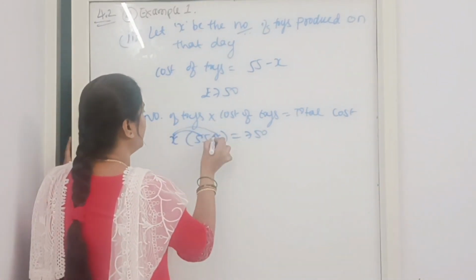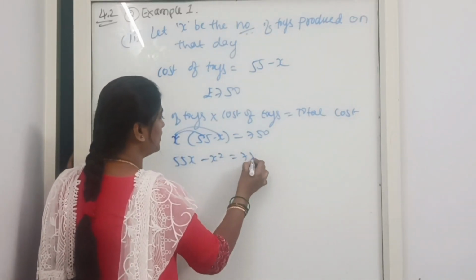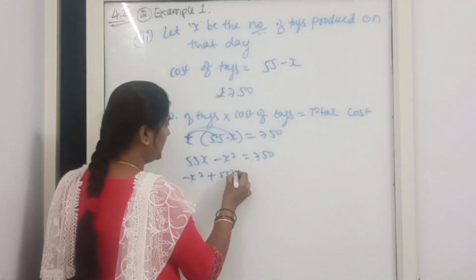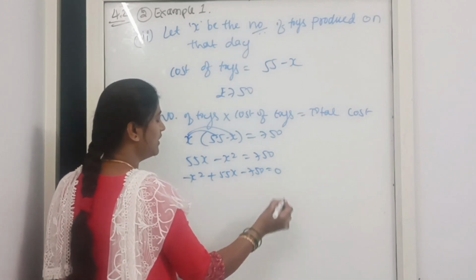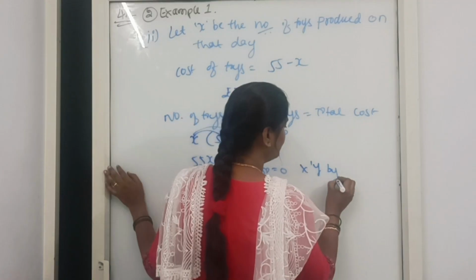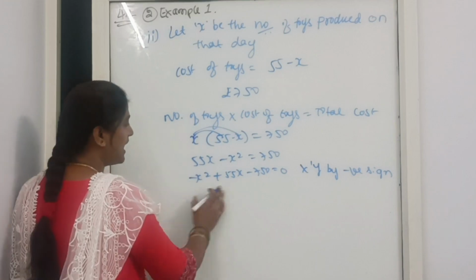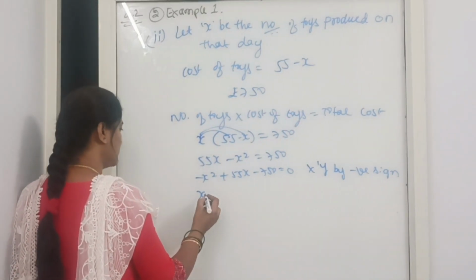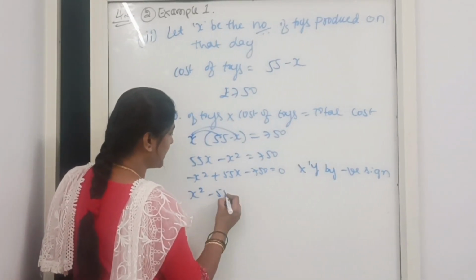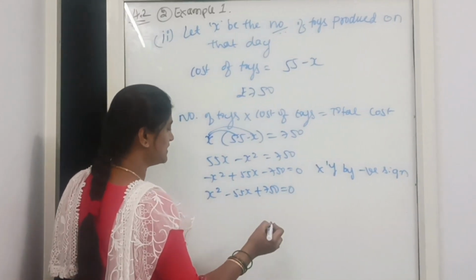So we will multiply: 55x minus x into x, x square, is equal to 750. Take the x square term firstly, minus 750 is equal to 0. Here also negative came, no? What we need to do? Multiply by negative sign on both the sides, okay? All signs become reversed. X square minus 55x plus 750 is equal to 0.